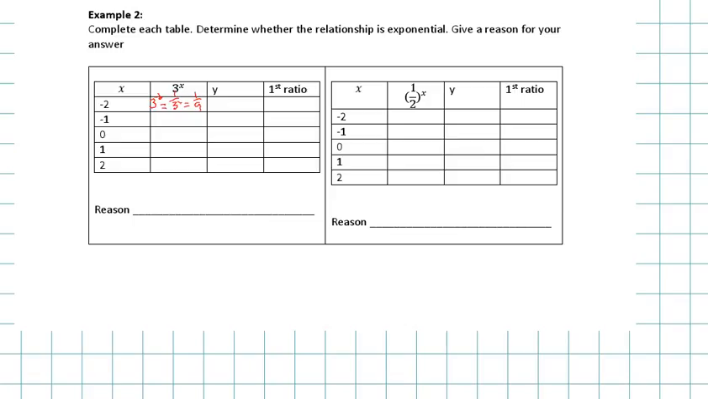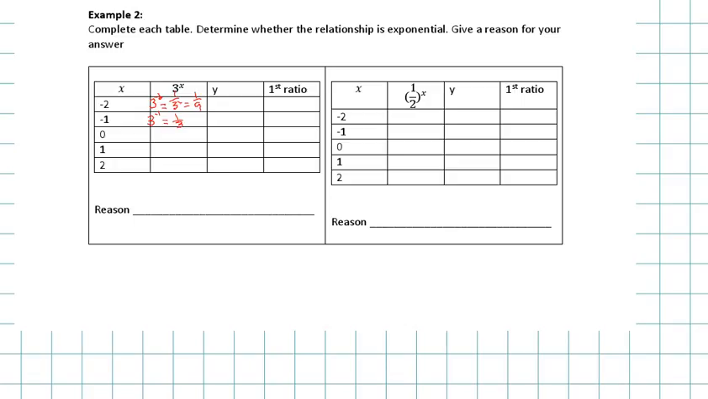1 over 9 is not 0.1. It's 0.11111, and it's not 0.1. Okay? How about 3 to the power of negative 1? It's 1 over 3. 1 over 3 to the power of 1, which is 1 over 3. Very proud of you guys.